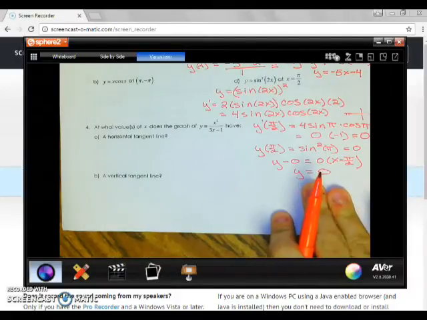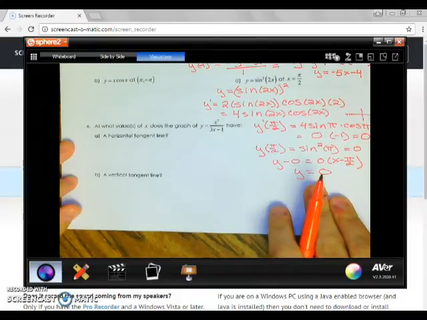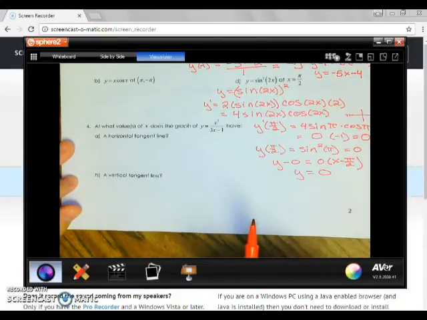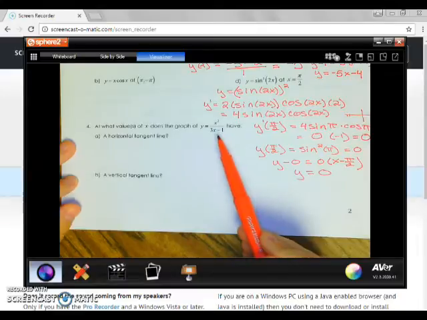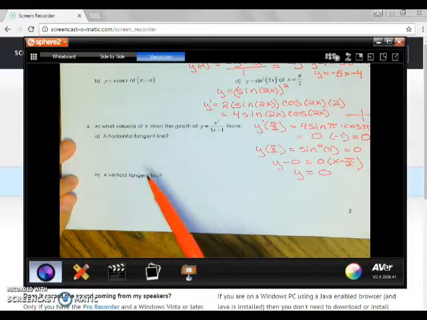Okay, number 4 says, at what value or values of x does the graph have a horizontal tangent line and a vertical tangent line? So remember, a horizontal tangent line, when you see those words, you should be thinking, take a derivative, set it equal to 0. To take the derivative of this, you would have to use quotient rule. So you're going to take the derivative of that, use quotient rule, and then set that equal to 0. Here you're going to end up with 2 answers, and I will post the key.